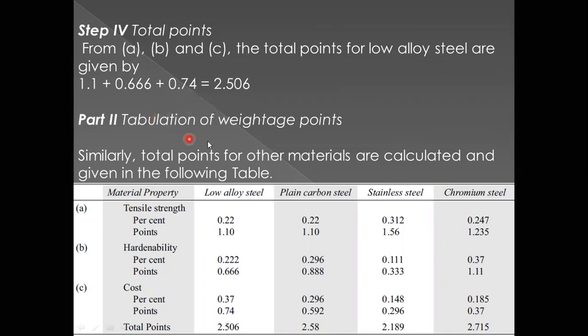Part 2 is tabulation of weightage points. Similarly, total points for other materials are calculated and given in the following table. In this table, total points are calculated for low alloy steel, for plain carbon steel, for stainless steel, and for chromium steel.